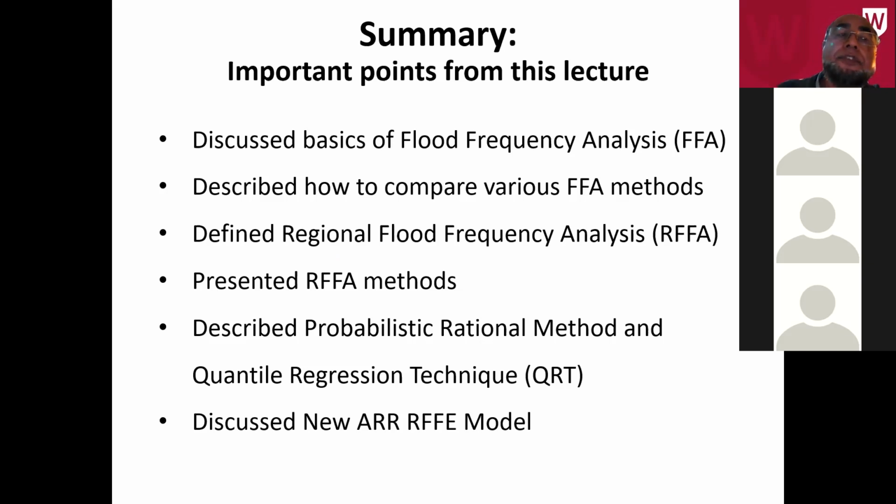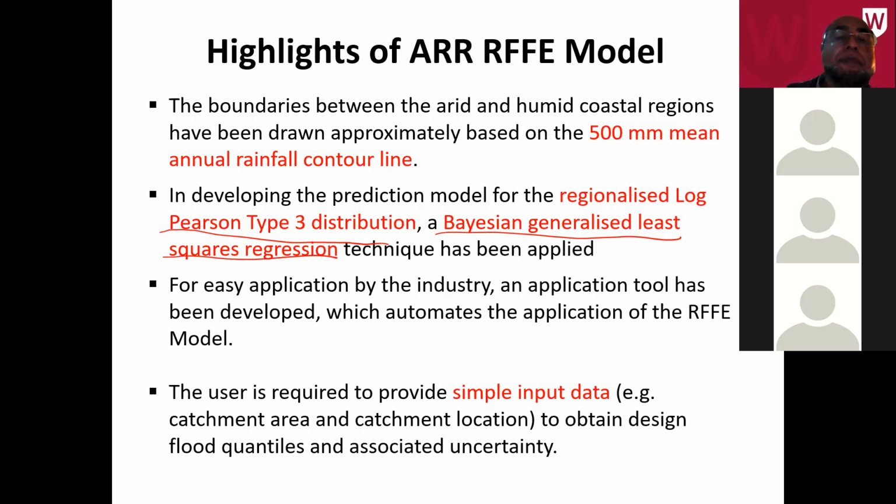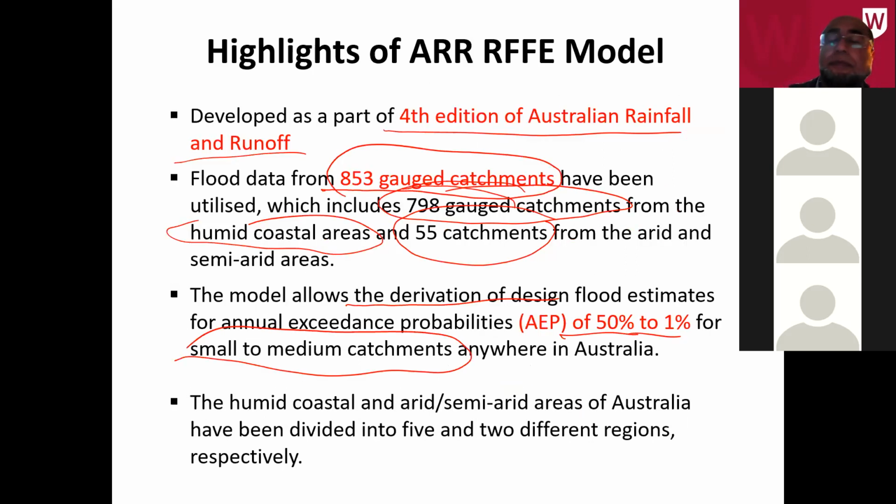Sir, just one quick question. As we can see, there are 798 humid catchments in Australia, and only 55 catchments are arid. So there are a total of 853 catchments that we have considered for ARR modeling. If someone would like to do a comparison between these two types of catchments, arid or humid, what would be the methods or criteria to select the catchments? Would it be proportionately or something else?